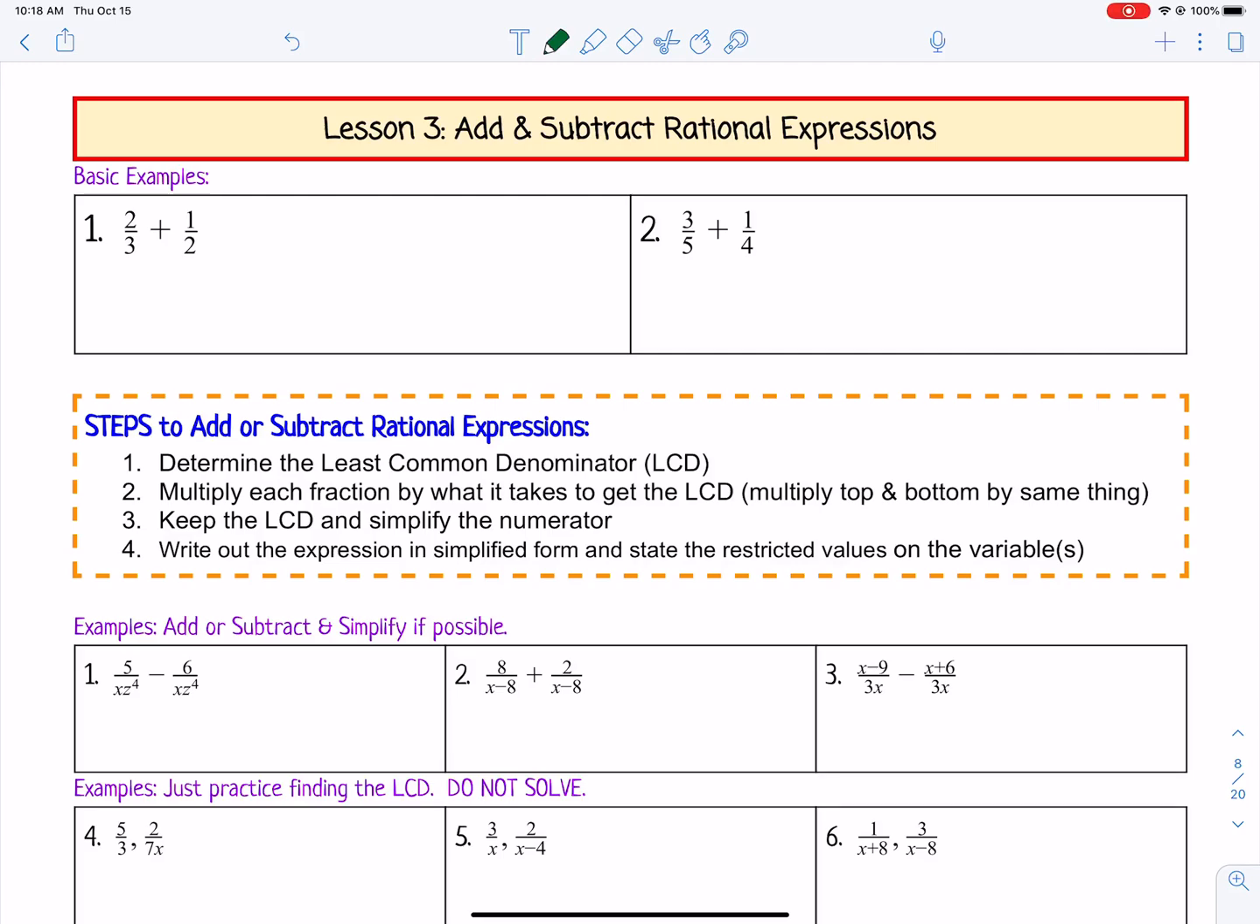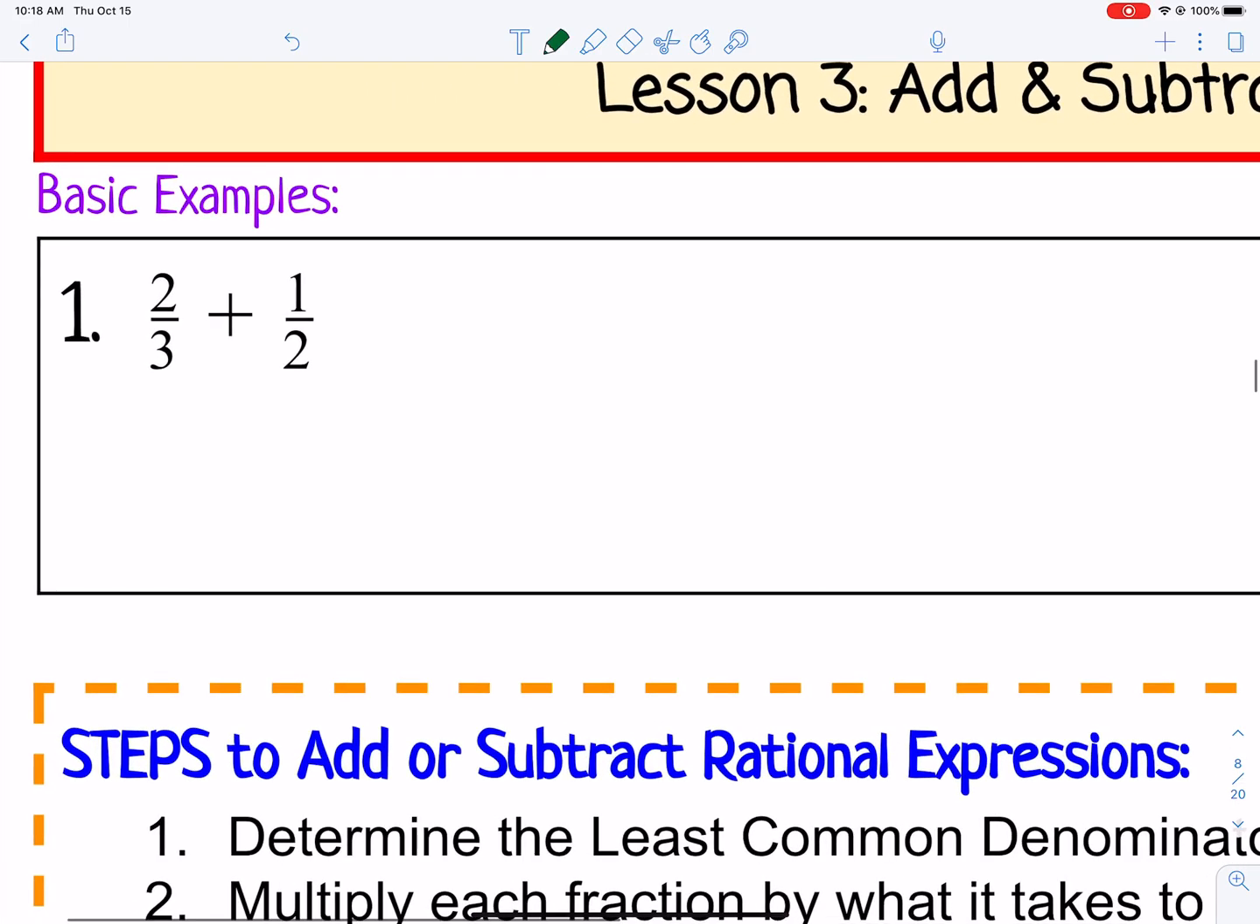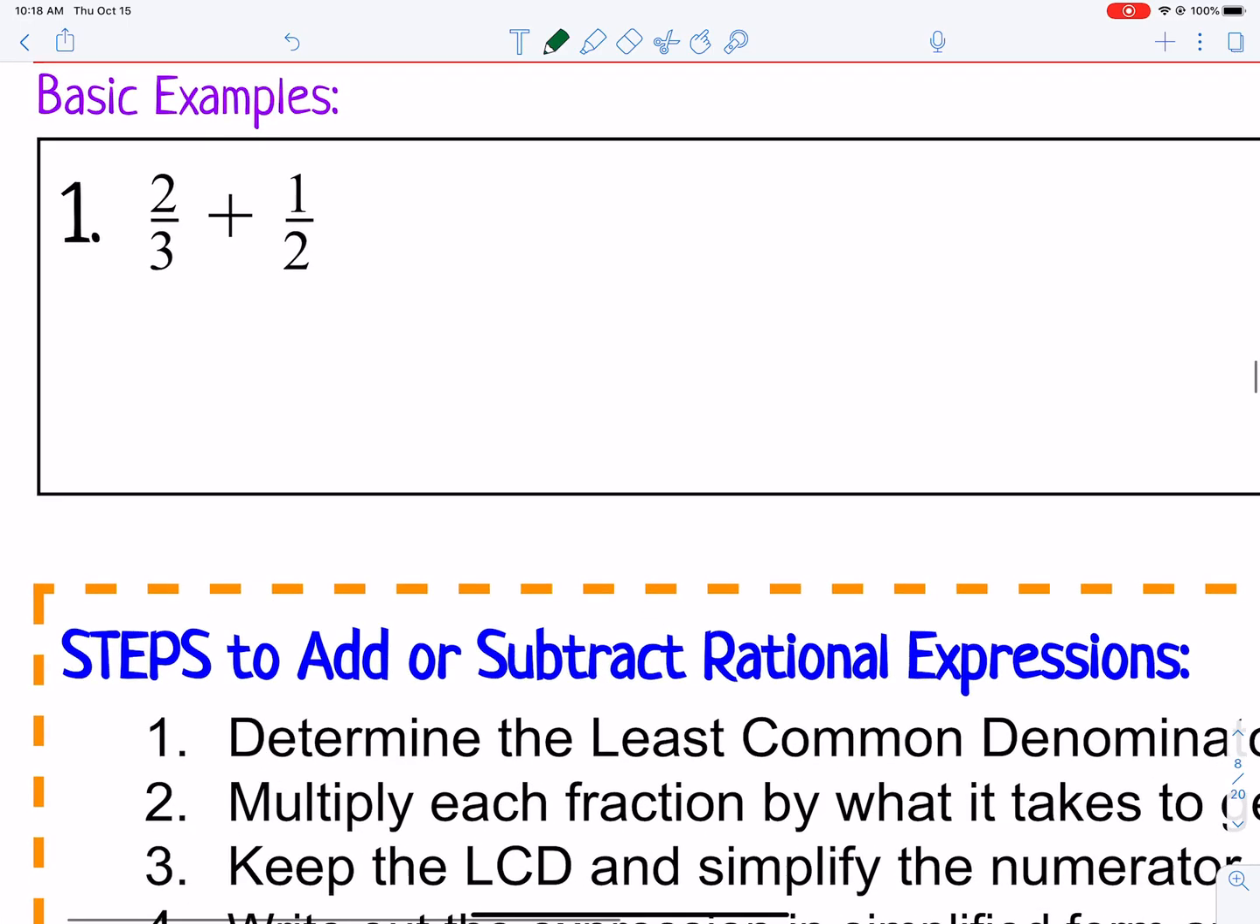In this video, we're going to take a look at adding and subtracting rational expressions. So first, let's just take a look at two basic examples. In our first basic example, we have 2/3 plus 1/2. In order to add fractions together, you have to get a least common denominator. Between 3 and 2, we could turn them both into 6.